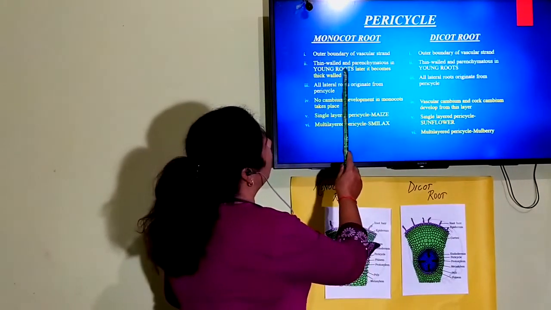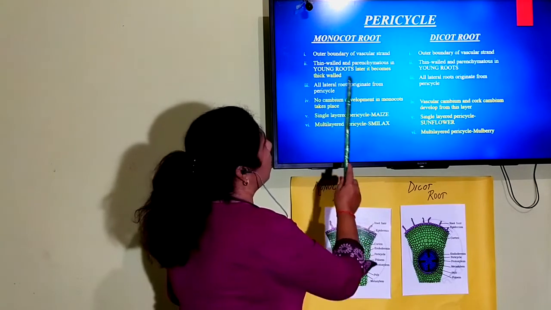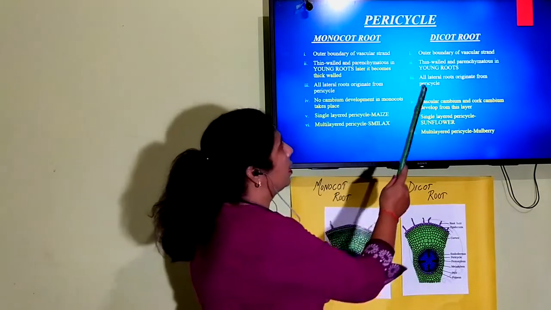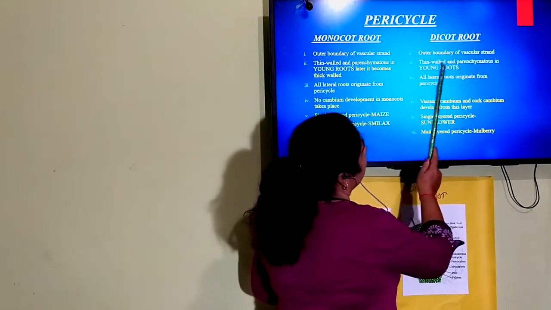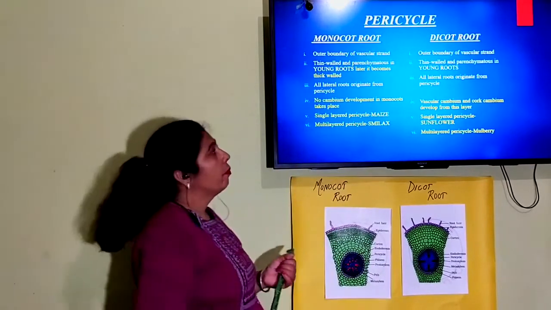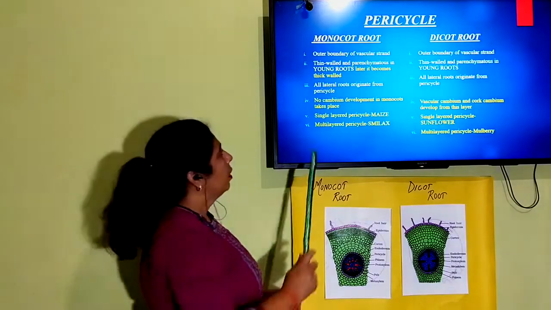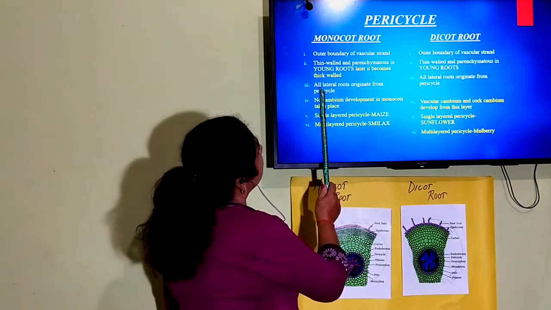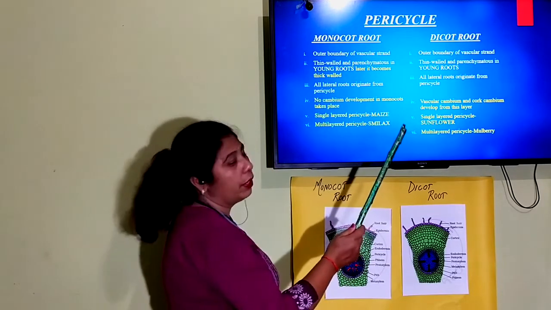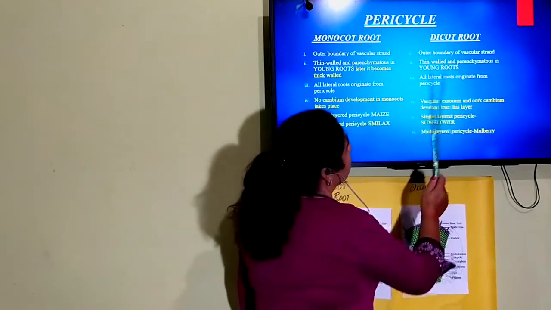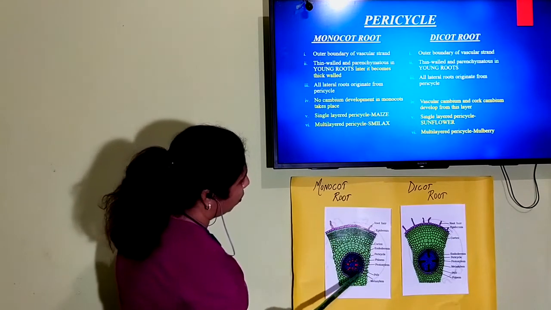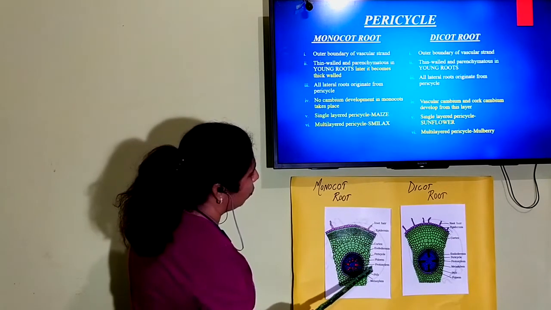Thin-walled and parenchymatous cells are found in the young roots. It later becomes thick-walled, but in the case of dicot root, it remains thin-walled and parenchymatous. It doesn't get thickened. Now next, all the lateral roots originate from the pericycle. It's a very important point. Where is the pericycle? Next to the endodermis. From here the lateral roots arise.